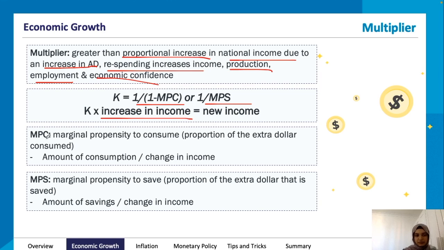Okay? So MPC is your marginal propensity to consume, or the proportion of your extra money, so every extra dollar, consumed. Okay? So amount of consumption divided by change in income is how you get your MPC. MPS is the marginal propensity to save, so the actual proportion of the extra dollar that is saved. Okay? So amount of savings divided by the change in income. So one is related to spending, one is related to saving.